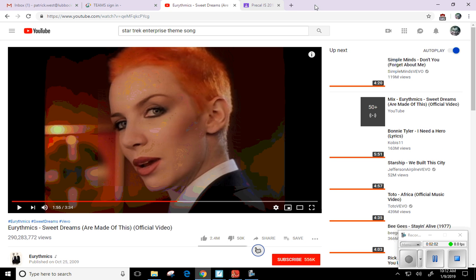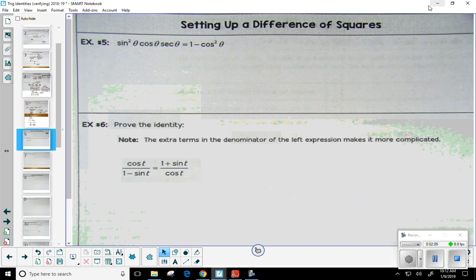That is the Eurythmics. We don't need to worry about that. It is a good song. I just had it on autoplay, and that's where it stopped earlier.